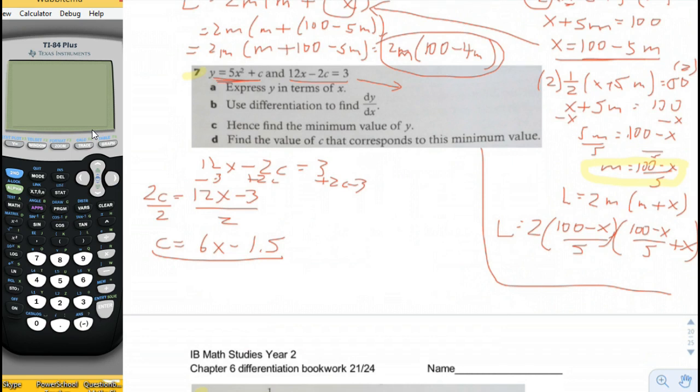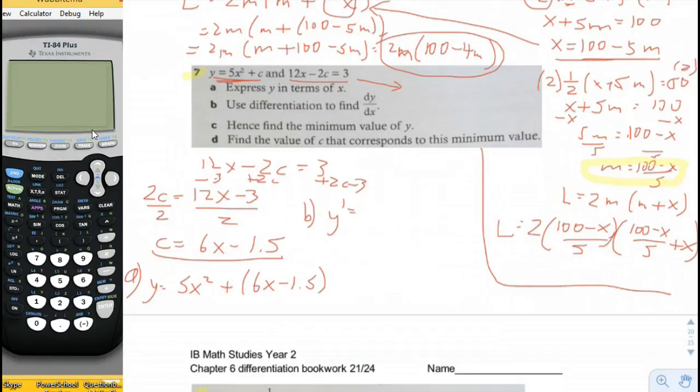Now we're going to substitute that into the y equation. So we have y equals 5x squared plus 6x minus 1.5, which is c. So now we've succeeded with part A. Then part B, use differentiation to find dy dx. So that would be part B.